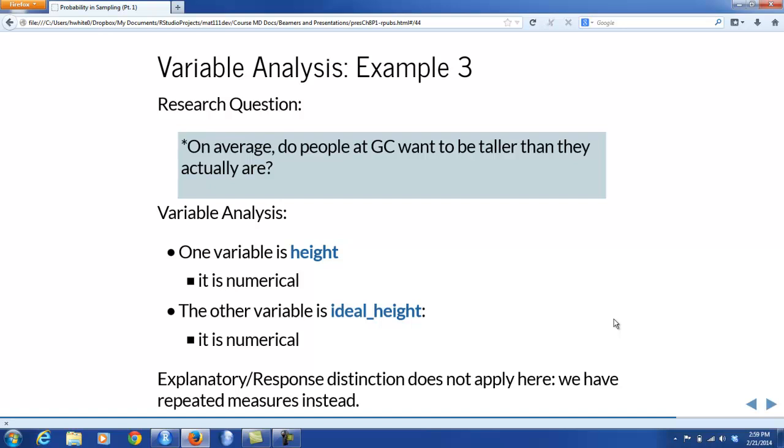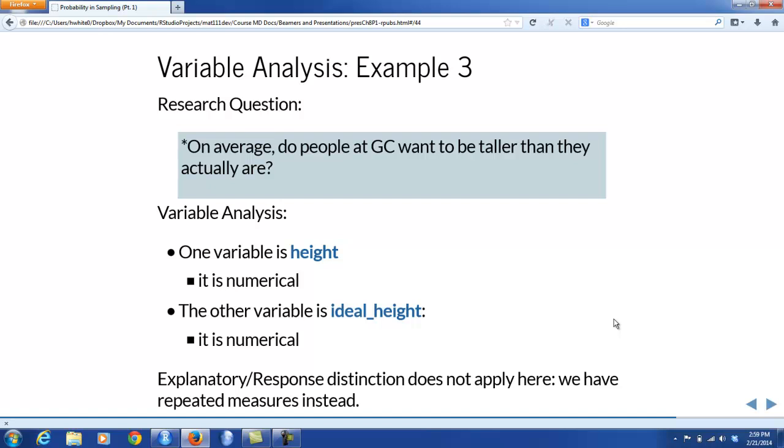Here's a third example of variable analysis. On average, do people at Georgetown College want to be taller than they actually are? So there's two variables in this question. One is height in the data frame Math 111 survey. That's a numerical variable. And the other is ideal height. That's also a numerical variable. The explanatory and response distinction does not apply here. Neither one of those variables is really explanatory.